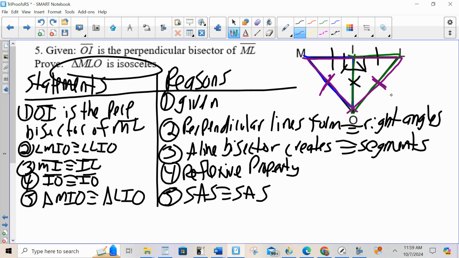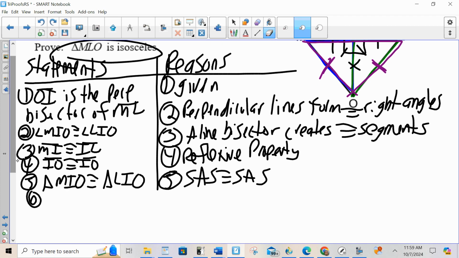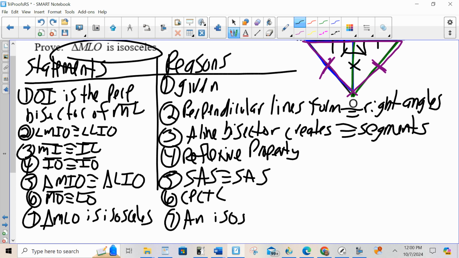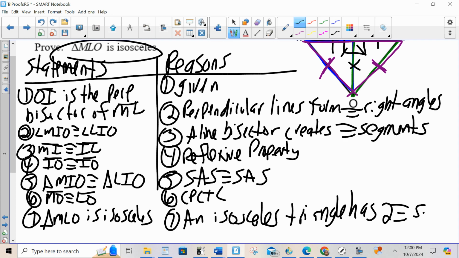So it's two steps. Now I can state that MO, that was a little too sloppy, and getting to the bottom of the page here. MO is congruent to LO by CPCTC. And now that those two sides are congruent, now I can state that triangle MLO is isosceles. And I would say I prove that it has two congruent sides. So an isosceles triangle has two congruent sides.